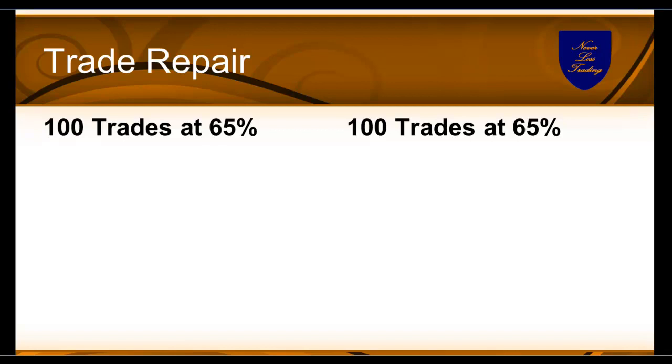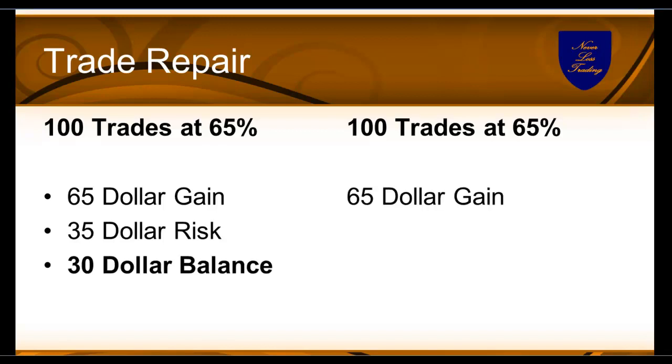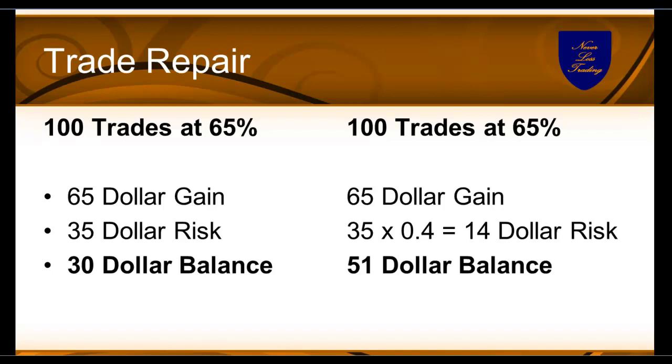So imagine 100 trades winning 65. On the left-hand side, we do not repair. So you win 65 dollars, dollar for dollar, and you lose $35, dollar for dollar. That gives you a balance of $30. However, when we win 65 and we can prevent 60% of the losses, or only make about 40% of the losses originally assumed, that gives you another $14 of return, giving you a balance of $51, which is 70% higher than your originally expected return.